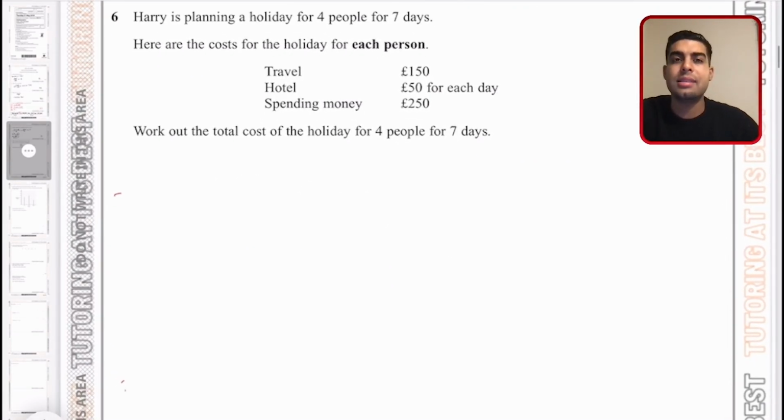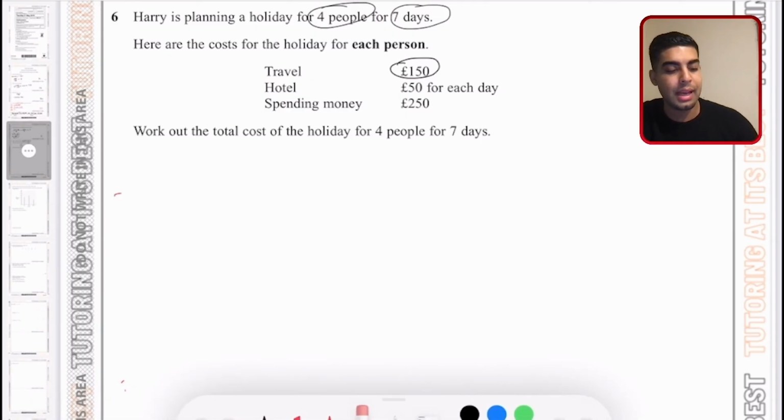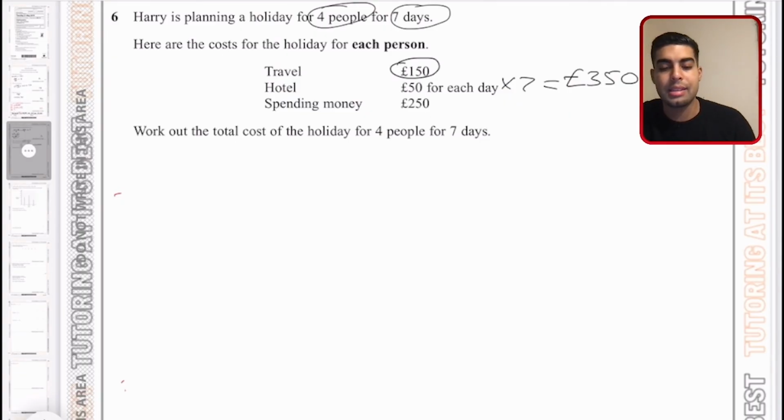So in question 6, this is now a problem-solving scenario. We are told here that Harry is planning a holiday for 4 people for 7 days. And we're told the costs for each person. So we know it costs £150 for each person for 7 days for travel. But for hotel, we're told that it's £50 for each day. So we need to now multiply that by 7, and that gives us £350. So we know for 7 days, it will cost £350 for the hotel. And then finally, we know that it's £250 for our spending money.